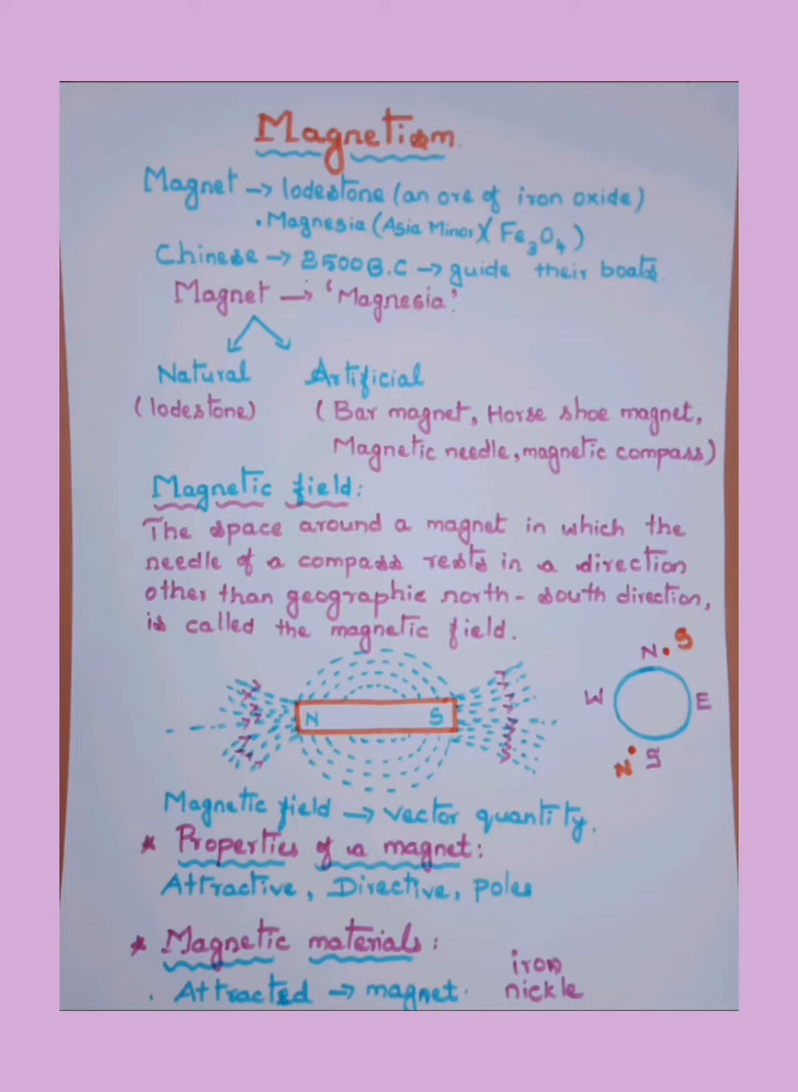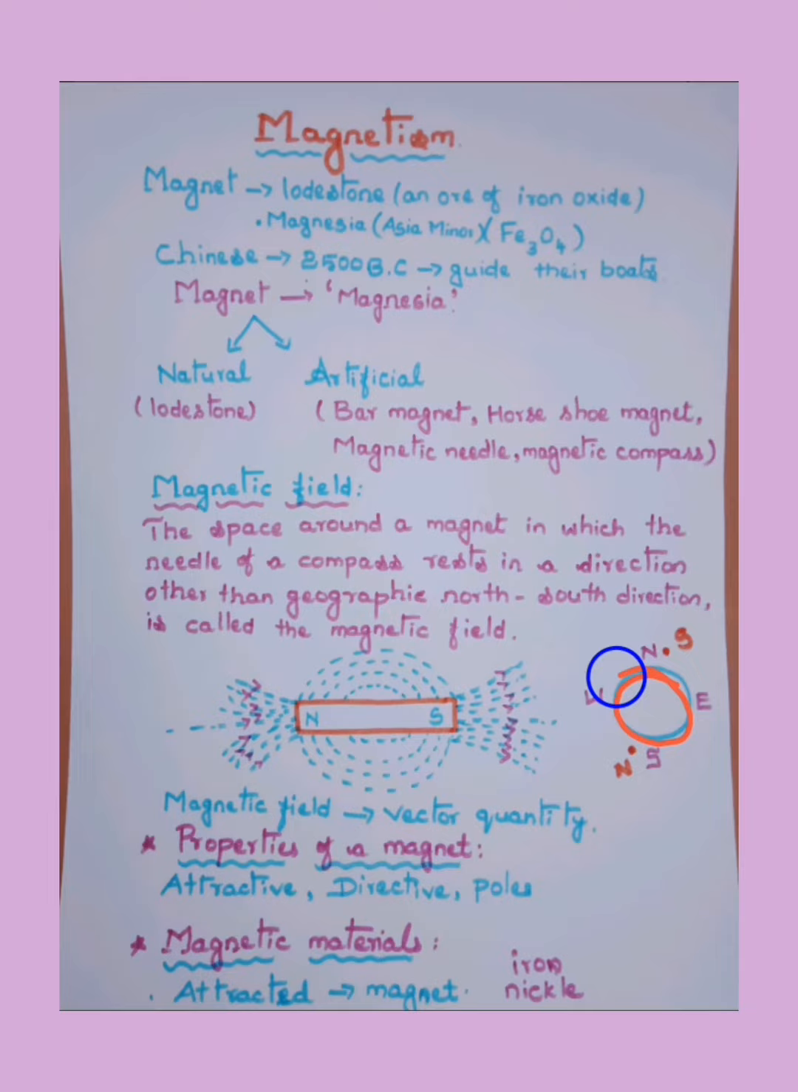Why is it so? When we consider this earth as a giant magnet, we know the geographical directions, that is geographical north, south, east, west directions. Magnetic south pole is in the north direction. Magnetic north pole is in the south direction.